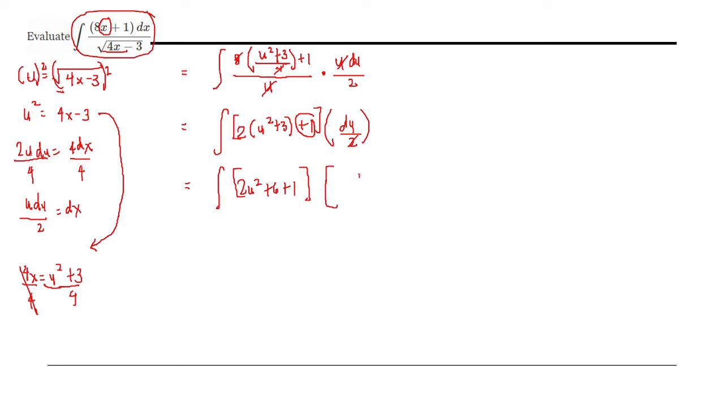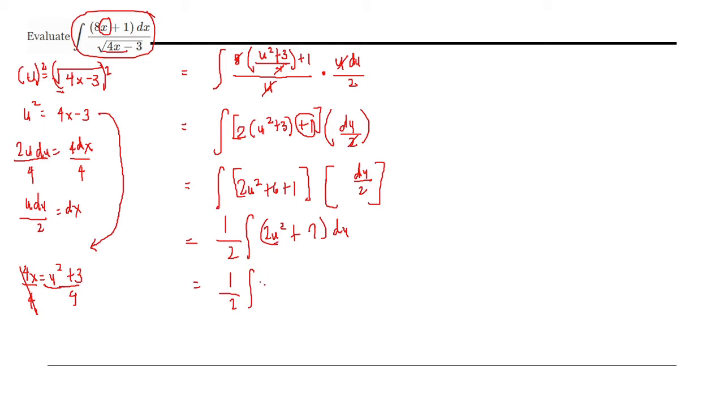Times du over 2. So that's 1/2 integral of 2u squared plus 6, plus 7, sorry. So 2u squared plus 7. Do not forget du. Therefore, our final would be 1/2. Not our final answer, because we need to change this back to x.